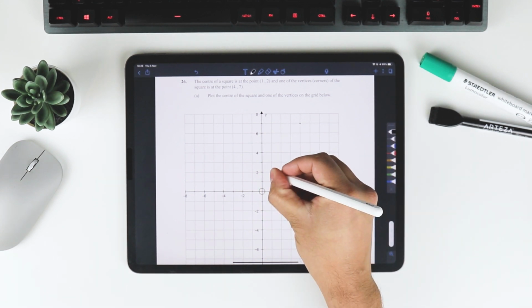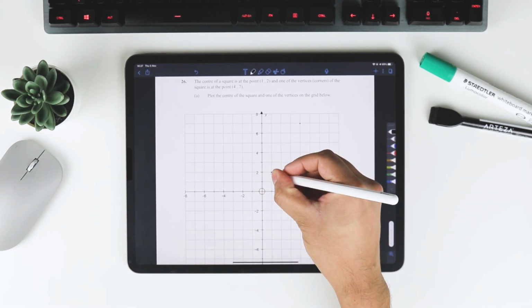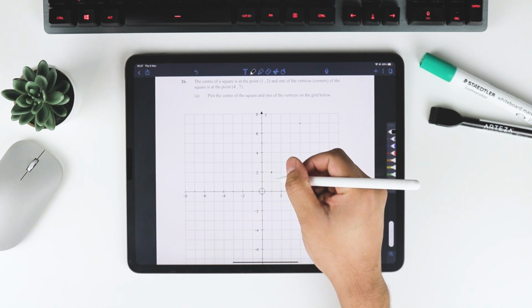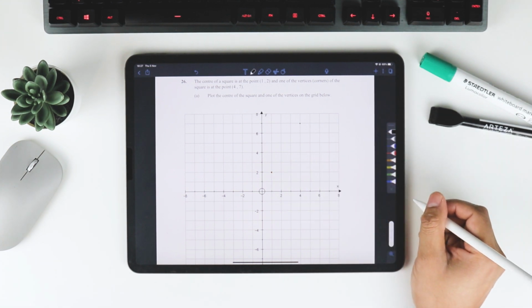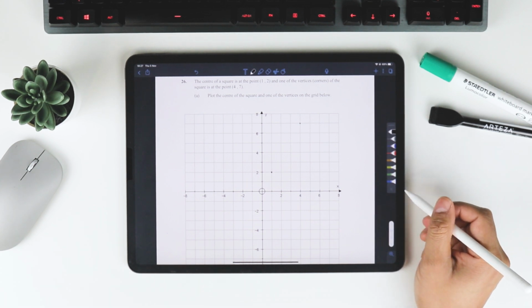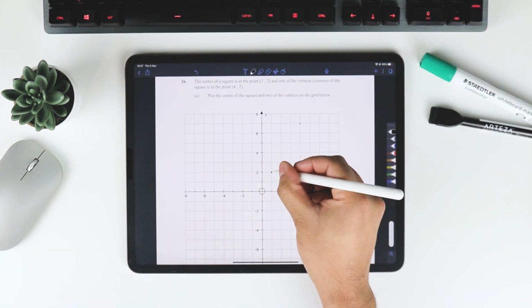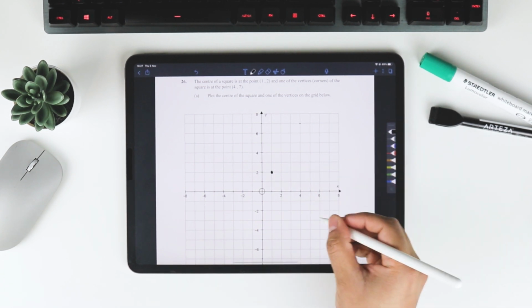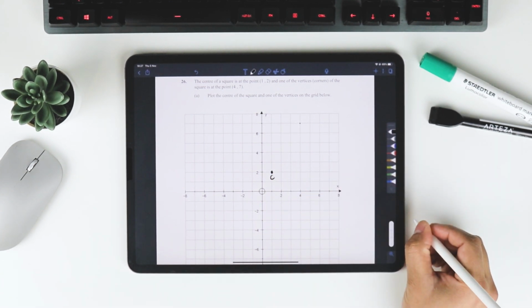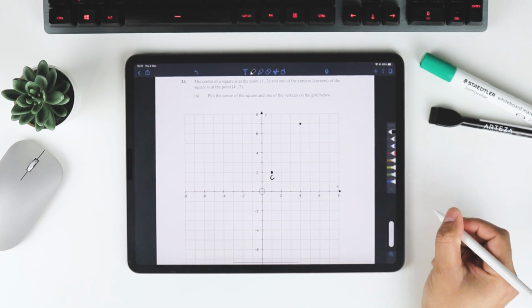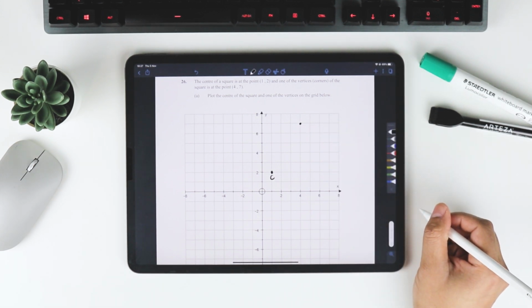I've plotted 1, 2, which according to this is the center, and the vertices below. Oh, vertices, so that means more than one, right? Not just a vertex. This is where it got quite confusing, because if this is the center, I'll write C for center, and that's one of the vertices, how can that be a square?